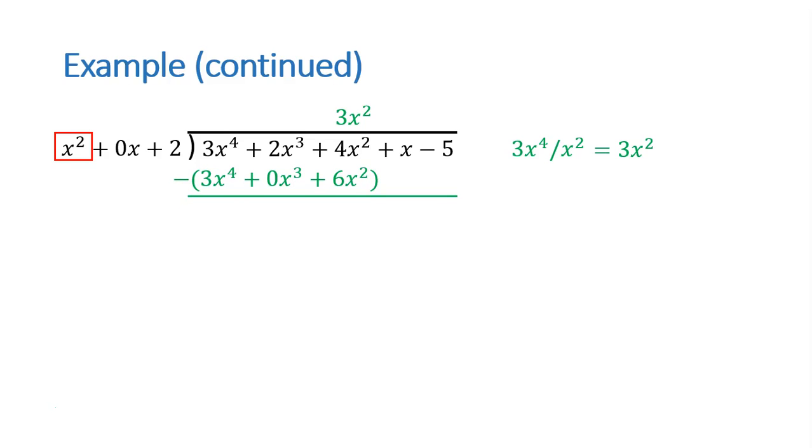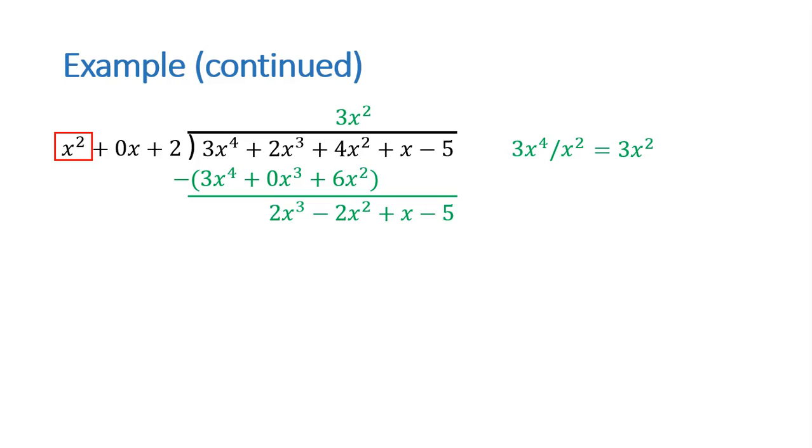Our first terms cancel, that's what we expect. We have 2x cubed minus 0x cubed. Those line up, but the 0 doesn't do anything, so we'll just bring down a 2x cubed. And then we have 4x squared minus 6x squared, which is going to give us a negative 2x squared. So 2x cubed, negative 2x squared, and then we bring down the rest of the problem.